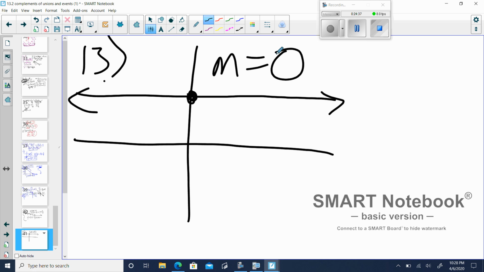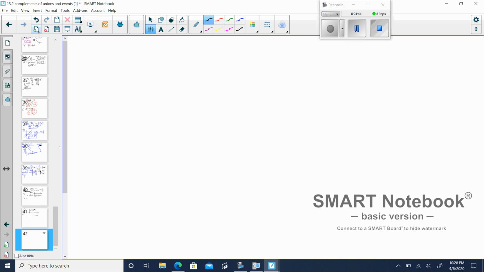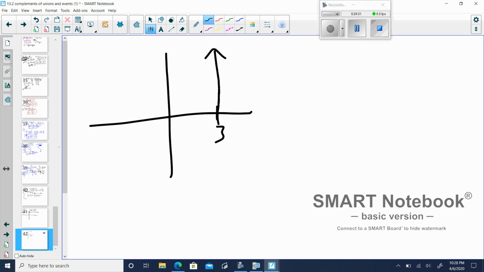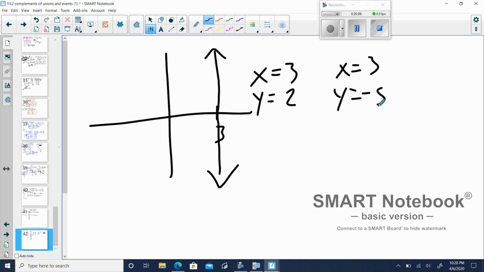Then they ask us to reason inductively: what is the slope and y-intercept of a vertical line? We actually saw this at the end of 6.6, I think it was number 25. So if we have ourselves, say, out here at x equals 3, we have a vertical line. Let's say x equals 3 when y equals 2. X is going to be 3 if y equals negative 5.